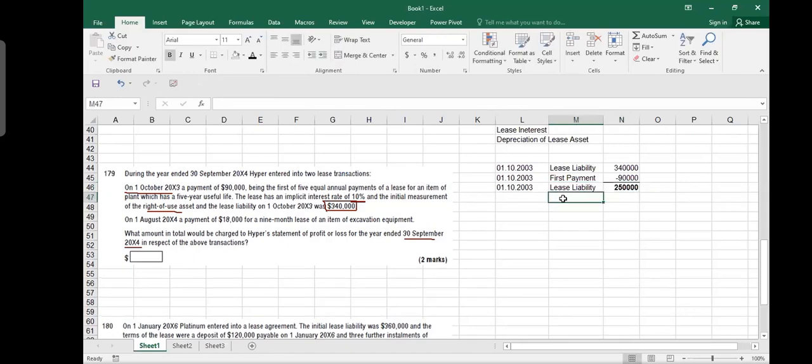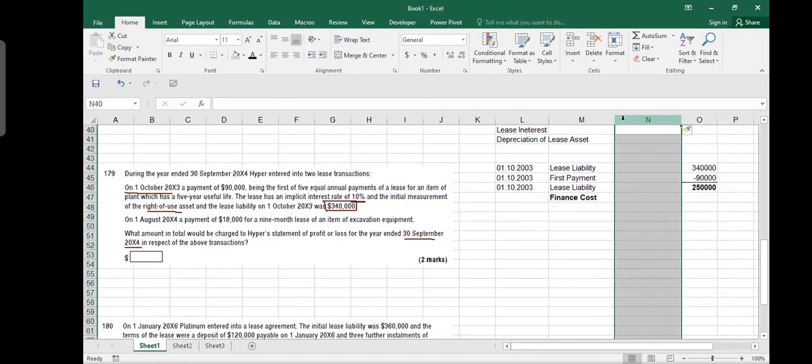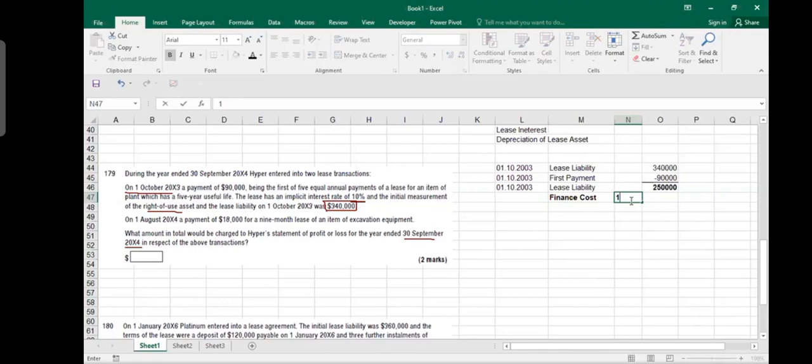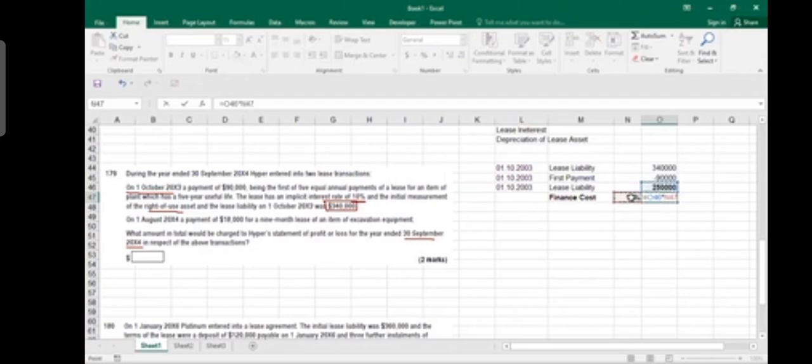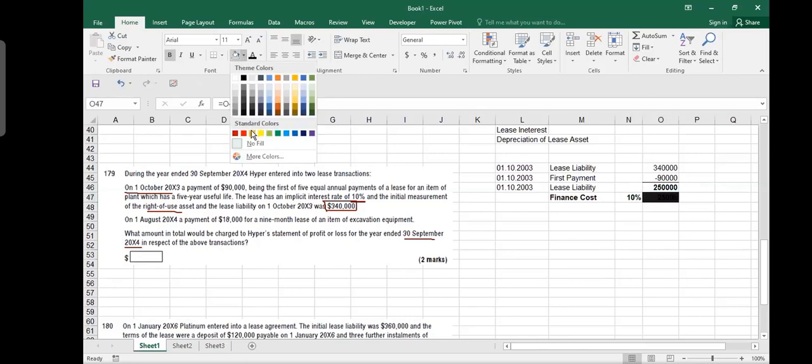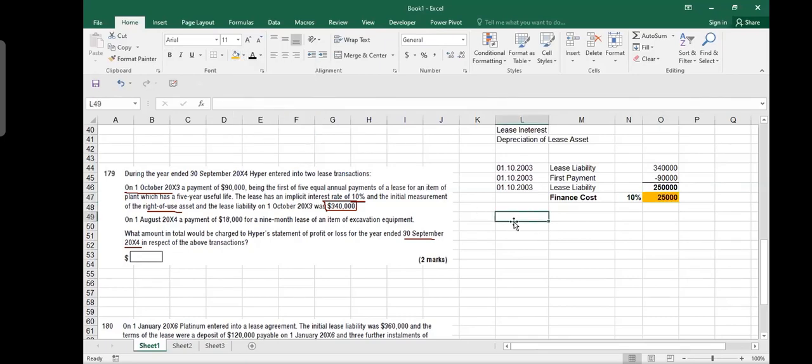On this 250,000, you have to pay finance cost. And that finance cost will be at 10%, because they told you in the lease that it is 10%. So 250,000 into 10%, this goes to the financial statements as your finance cost. This is the first thing. That's quite clear.